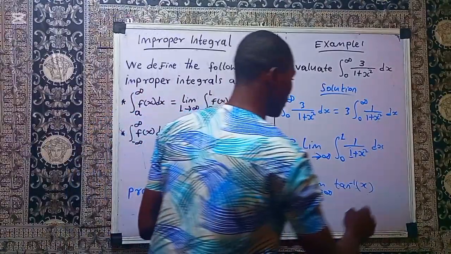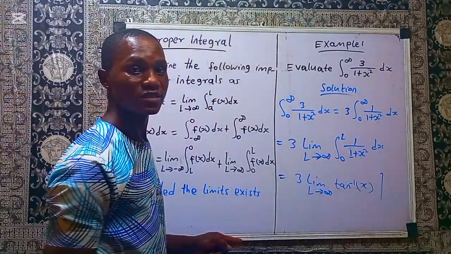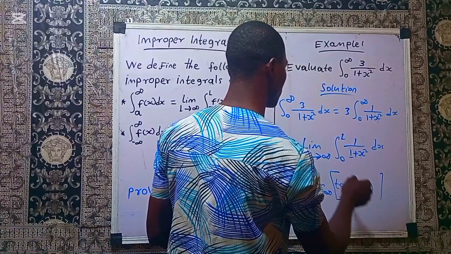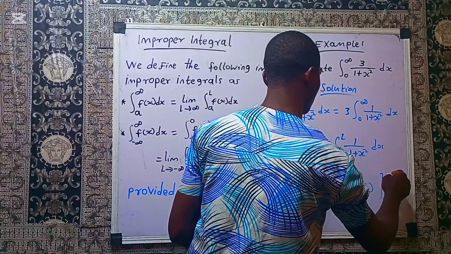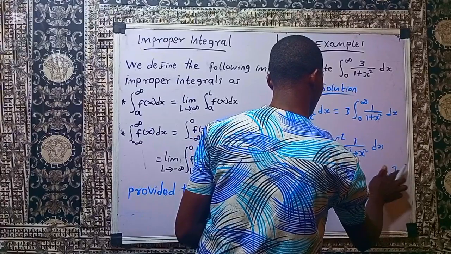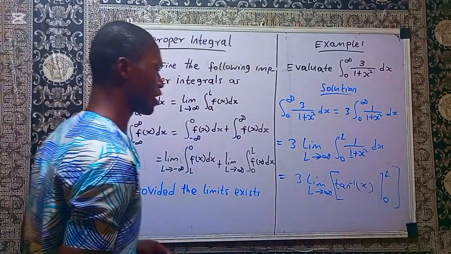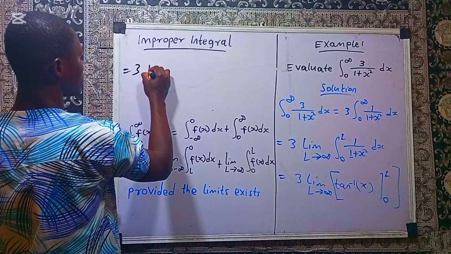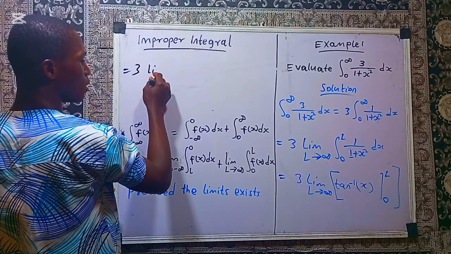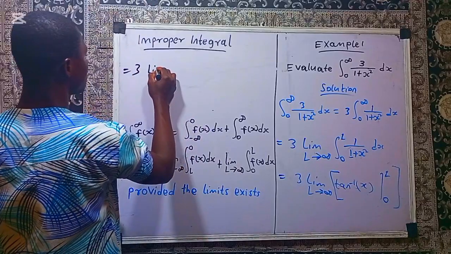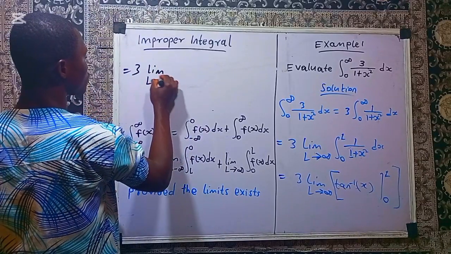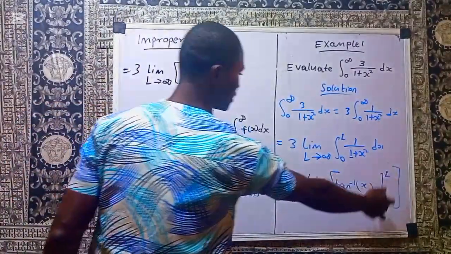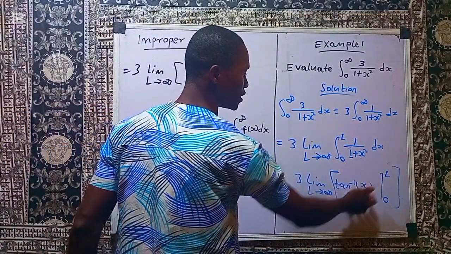Let's write the range of our integration. What is the range of our integration? From 0 to L. That's our range of integration. So I've written it down. Then this will be equal to the limit as L goes to infinity of, let's evaluate, let's substitute the range here.